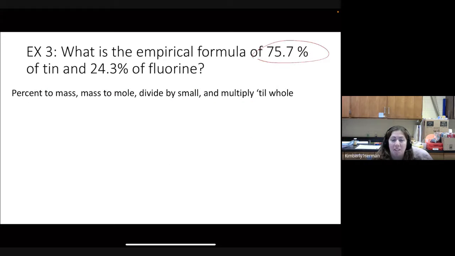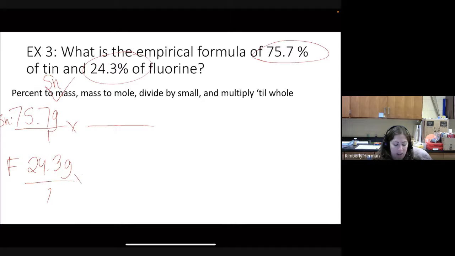Now, example number 3, we're now looking at the empirical formula. If we have 75.7% of tin, it would be a sin to forget tin, and 24.3% of fluorine. So percent to mass first. So we have our 75.7 G for our Sn, and then we have our F, which is going to be 24.3 G here. So step 1 done, mass to mole. So line, X line, X line, and then we need to find our G's for our tin and our fluorine. So I go to the periodic table and I see I have 118.7 and fluorine is 19.